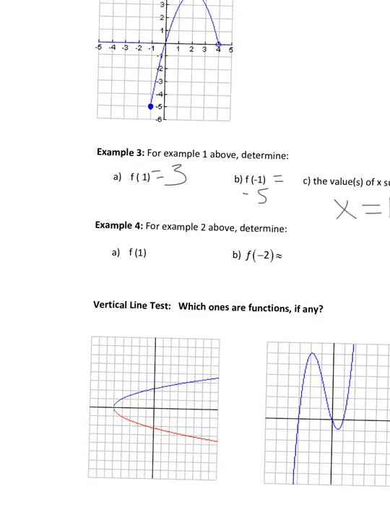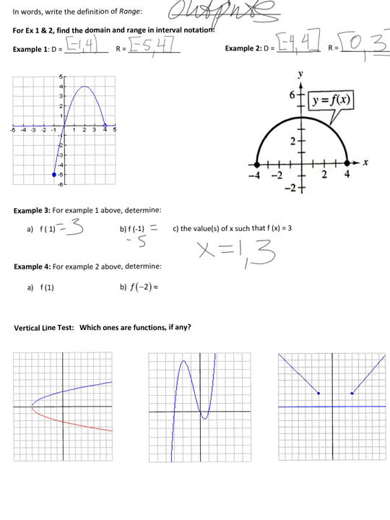For example 2, we're going to do the same thing. So f of 1: we go to the x value of 1 and we look where it crosses. It looks like it's crossing at about 2.8.